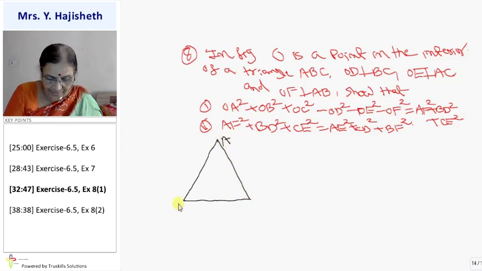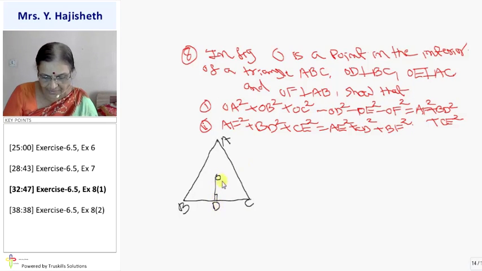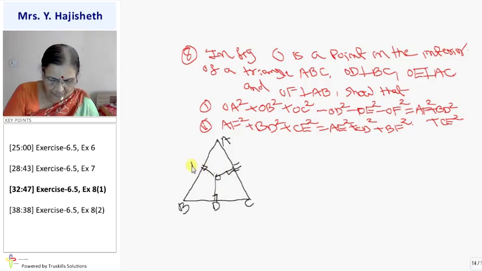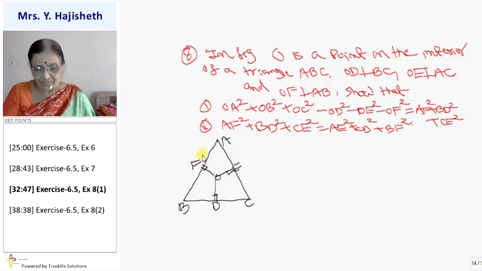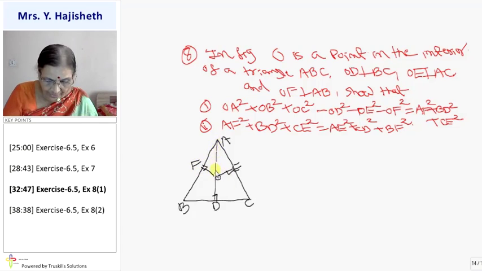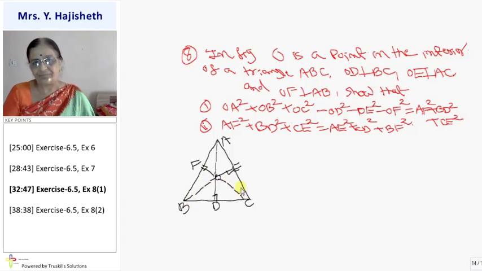This is my triangle ABC. O is the interior point. From O I draw OD perpendicular to BC, OE perpendicular to AC, and OF perpendicular to AB. Joined OA, OB and OC. Clear?